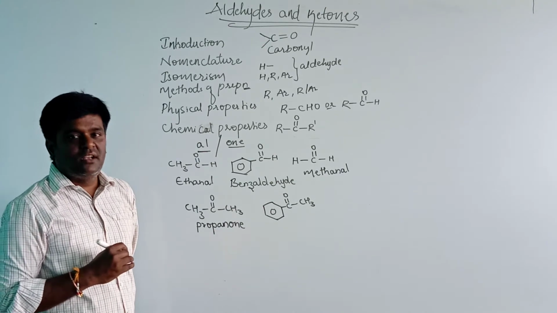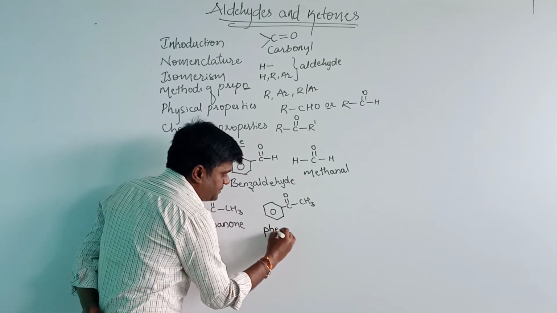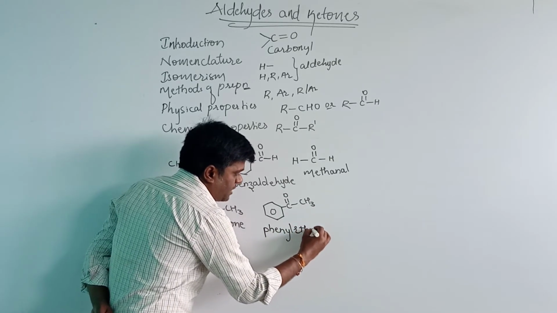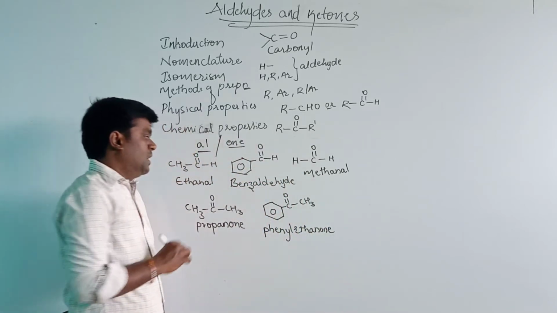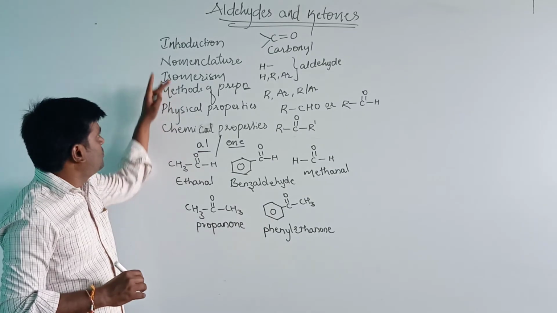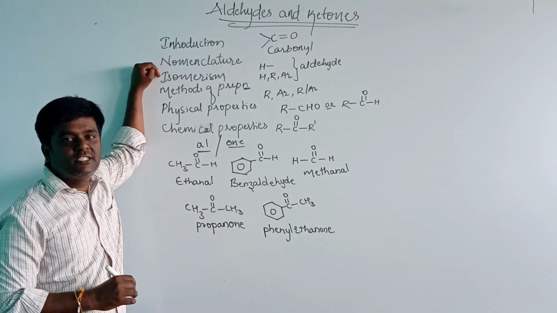Acetophenone is the general name, and the IUPAC name is phenylethanone. Phenylethanone is the IUPAC name, and the general name is acetophenone. This is about the introduction and nomenclature, and now let us see isomerism.